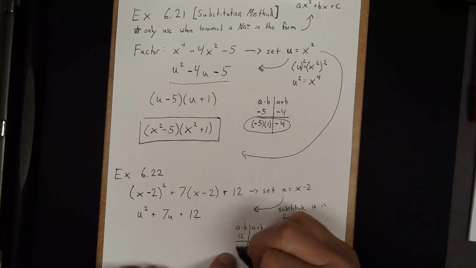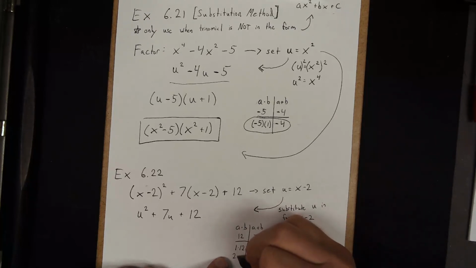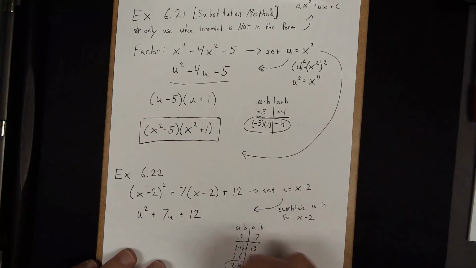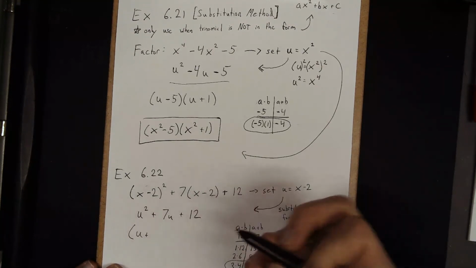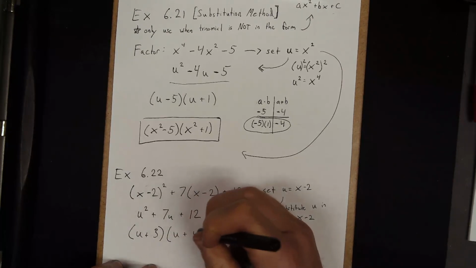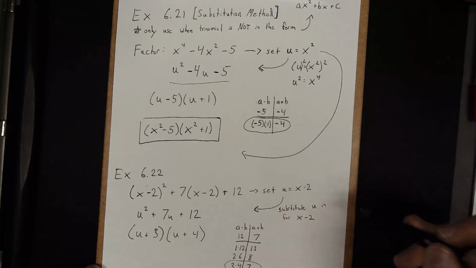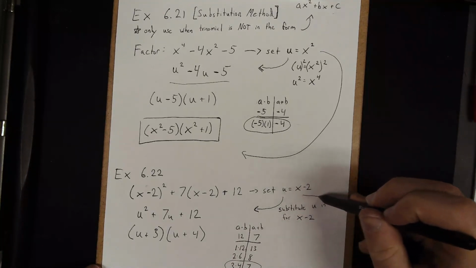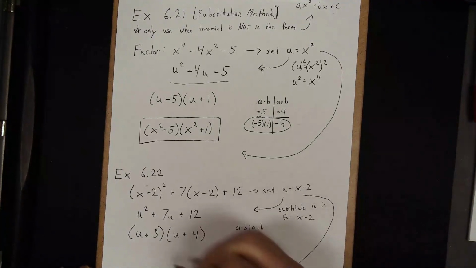Well, 1 times 12 gives us 13, so it's not that one. 2 times 6 gives us 8. 3 times 4 gives us 7. So we know it's these two numbers. So we can jump to u plus 3 and u plus 4. Our number's coming from here. Last step, plug in our x minus 2 back in for u.